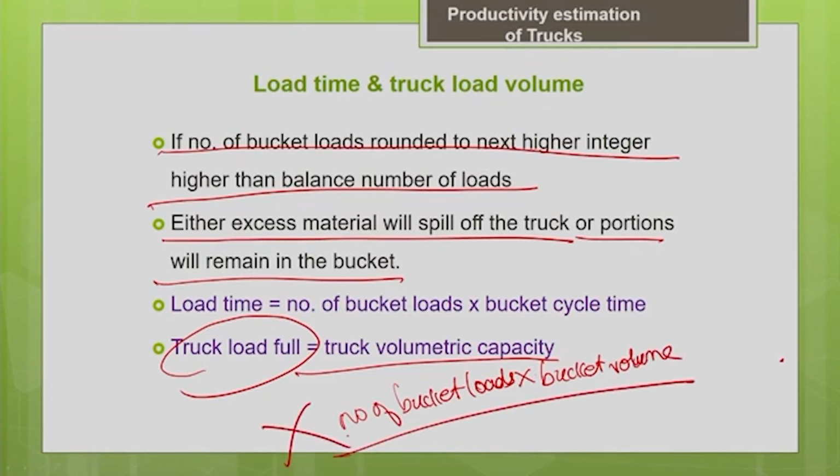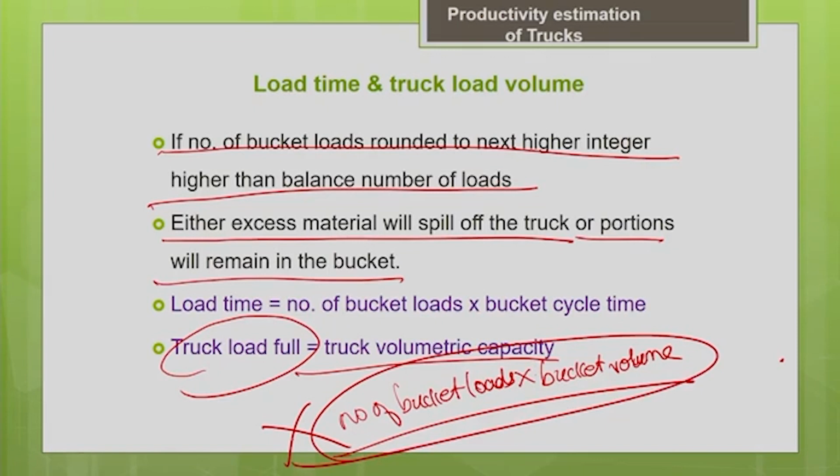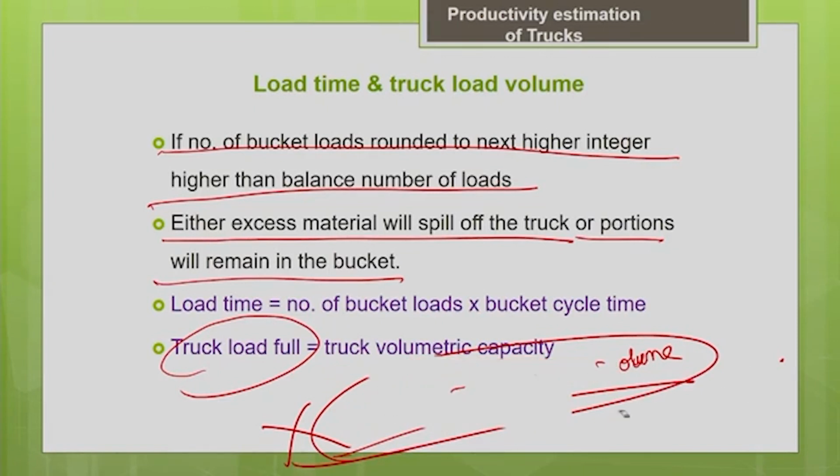This way you should not calculate for this, because here the number of bucket loads is more than the balanced number of loads. But even though it is more than the balanced number of loads, I cannot load it beyond the capacity of the truck. Truck maximum capacity will be the limiting capacity. So in this case you should not go by this. The truck load will be equal to the truck volumetric capacity only. You have to follow that, but the loading time will be the number of bucket loads multiplied by the bucket cycle time.